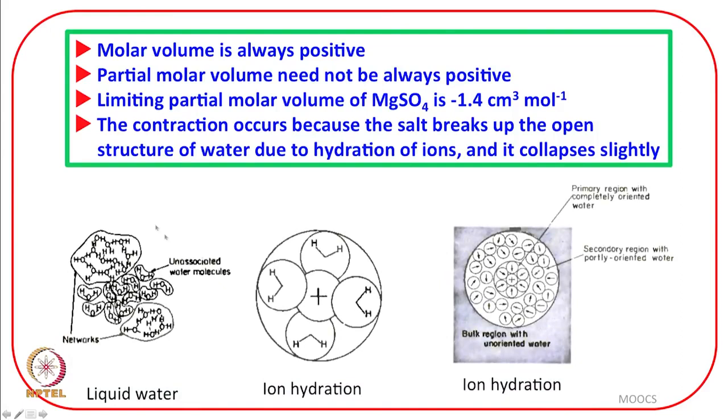This is seen in this figure. This is the structure of liquid water. When an ion is added, the ion under the influence of its electric field will orient some of the water around it. So, these water molecules which are surrounding the ion are not associated with the rest of the water molecules. And here you see the ion hydration, which leads to primary hydration and secondary region. The details you will study in another course, but due to ion hydration, the water molecules are structured or oriented around the central ion, and it leads to partial breakdown of the structure of water, because these water molecules come out of the regular tetrahedral network. And it is as a result of this breakdown of structure of water that the volume decreases and the partial molar volume is negative.